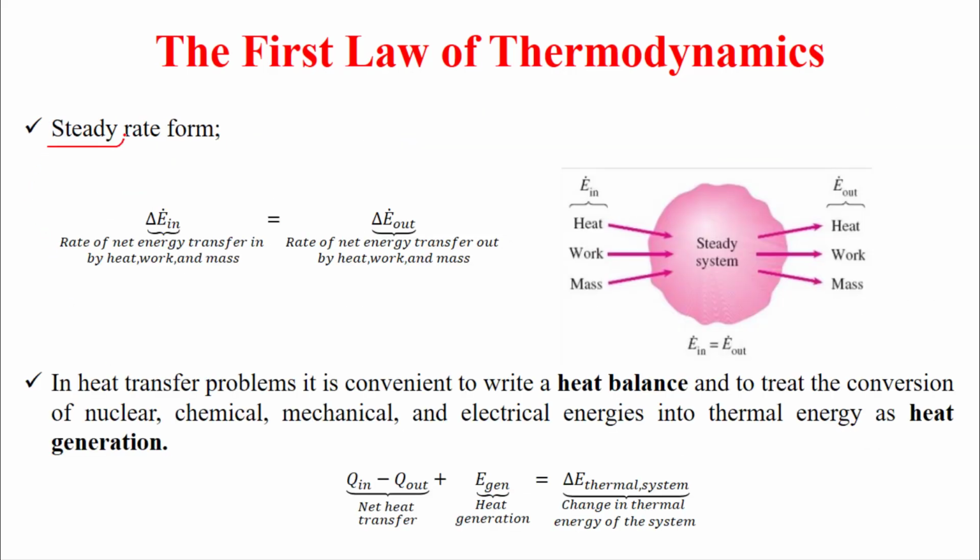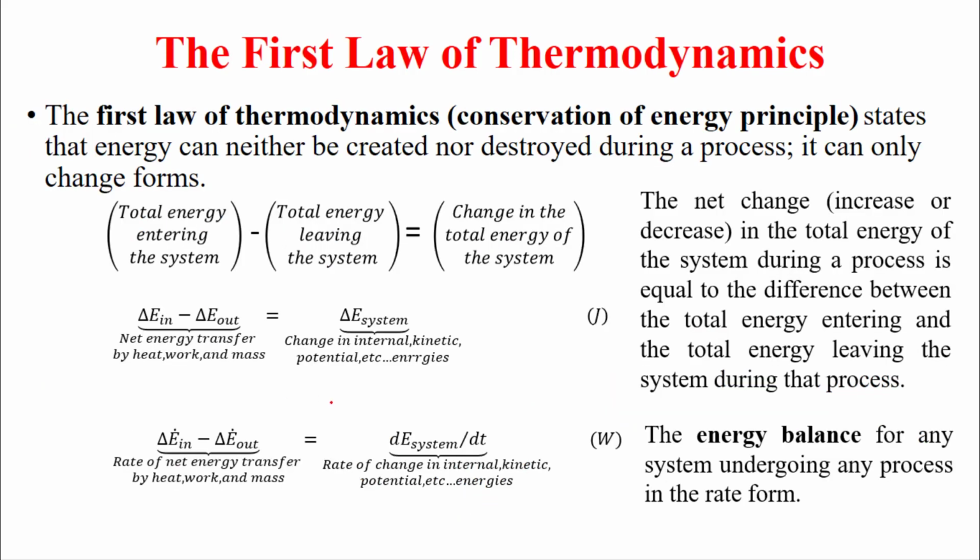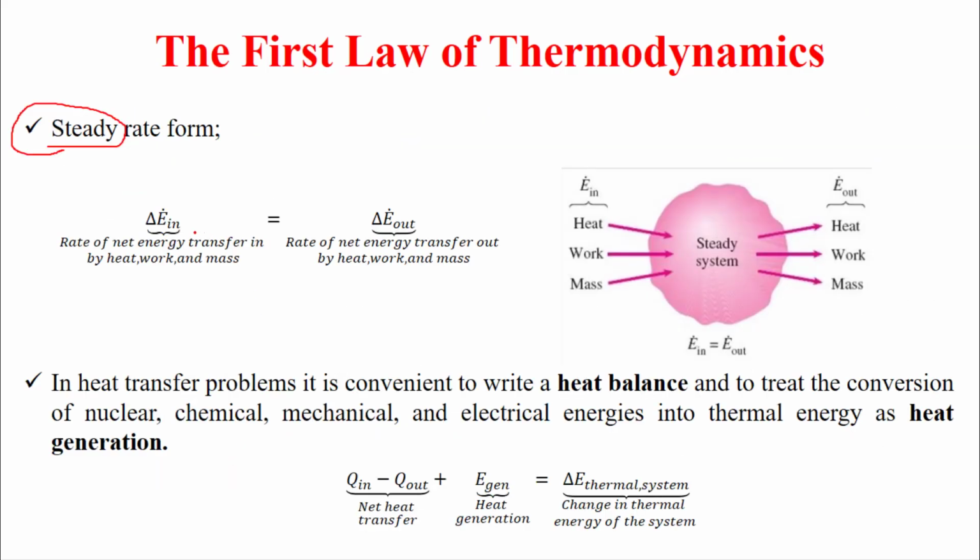If we have a steady rate of energy transfer, then the last term in the previous equation will go to 0. Steady means energy transfer at a steady rate, so there is no variation with time. If I derive energy with respect to time, this term will go to 0, and we end up with energy in minus energy out equal to 0, or energy in equal energy out.